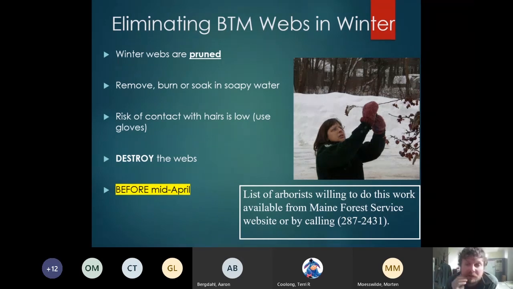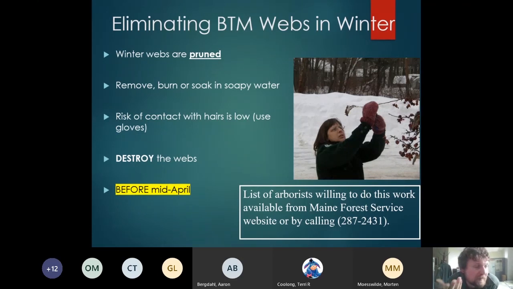The reason why we tell people to prune in the winter is they're highly visible. All the caterpillars are in the webs. Risk of coming in contact with the hairs is very low. So all good reasons to clip during the winter.